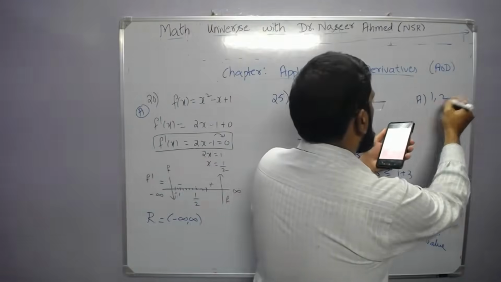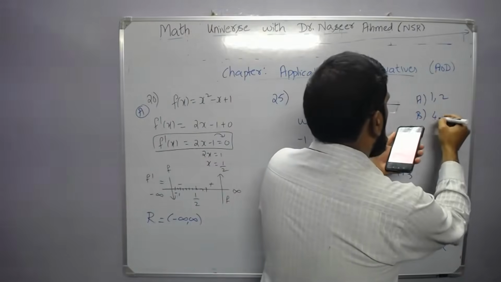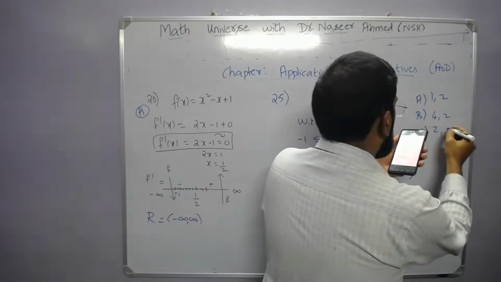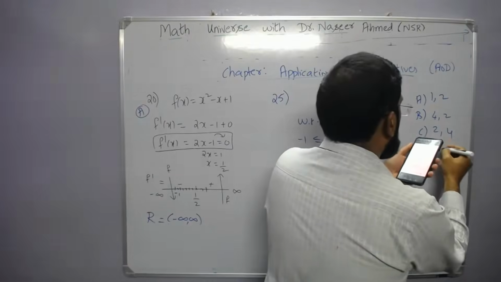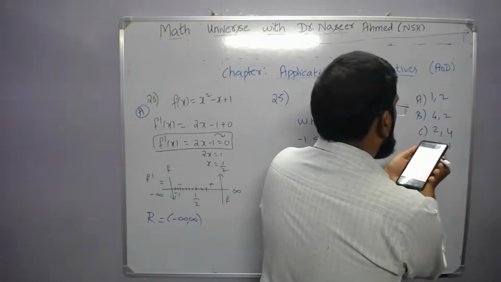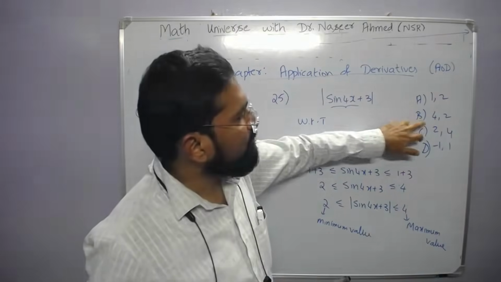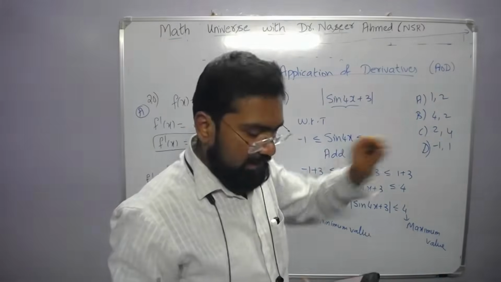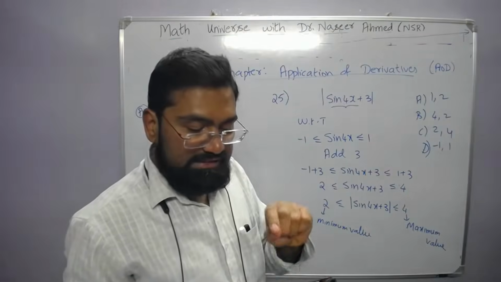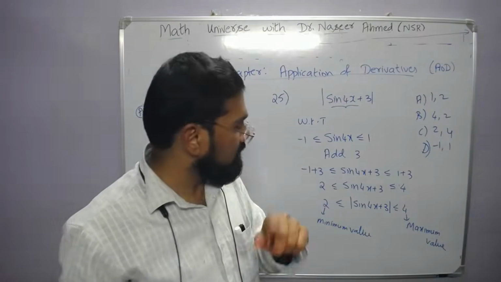Here 1 comma 2 is option A, option B is 4 comma 2, option C is 2 comma 4, and option D is minus 1 comma 1. What I'm trying to comment here is, in these options you can see B and C, 4 comma 2 and 2 comma 4 are there. But they are saying first they want maximum, then they want minimum.